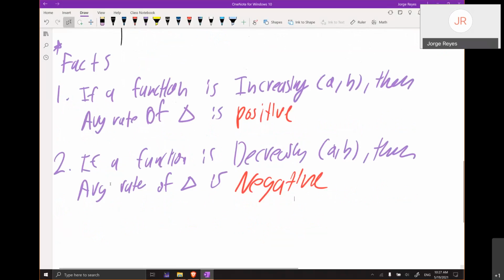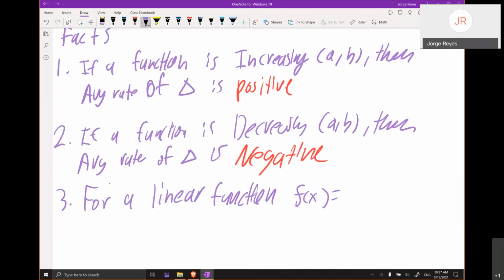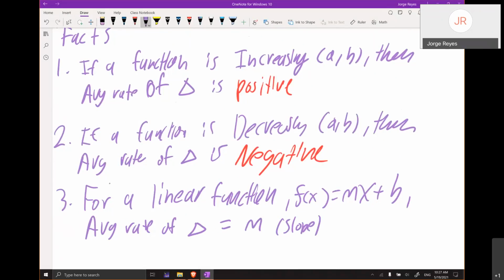And then third, which this is the first one I actually told you, for a linear function, f of x equals mx plus b, average rate of change equals m, which is the slope.